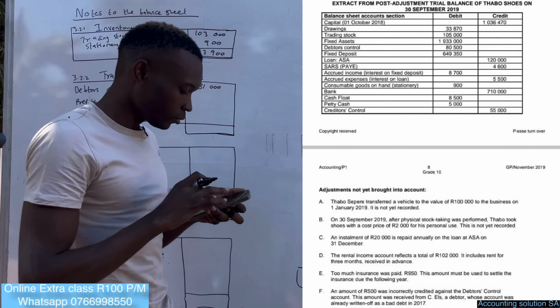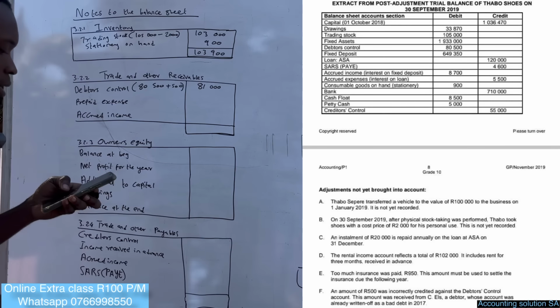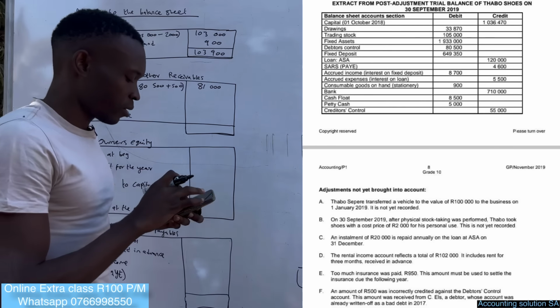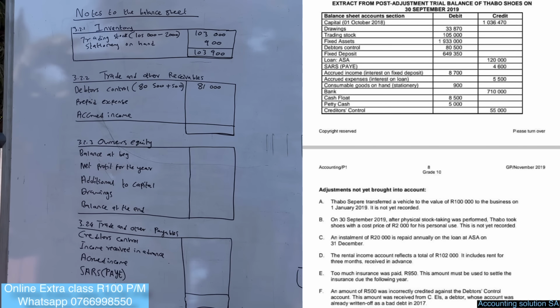Now let's go to the next one. We are going to prepaid expenses and accrued income, which fall under trade and other receivables. We need to check them.